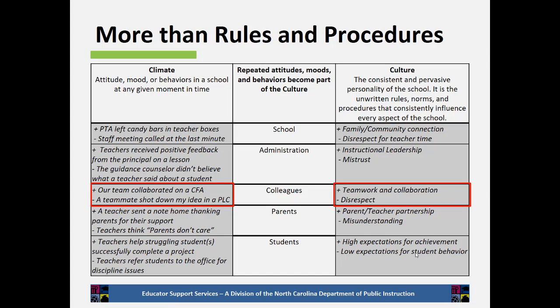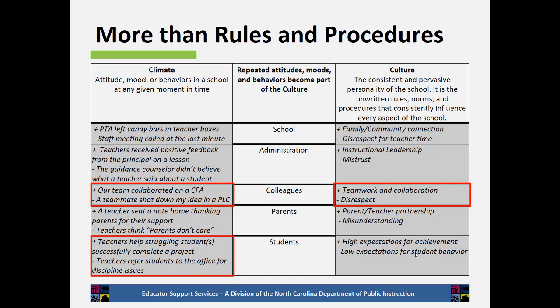On the flip side of that, you're in your PLC or grade level meeting and a teacher shoots down what you said. Okay, well, if it's a one-off thing, maybe that teacher was in a really bad mood that day and didn't mean it, and that's okay. But if this starts to happen all the time on a regular basis, then we start to build a culture of disrespect, and that's not something that we want in our schools.